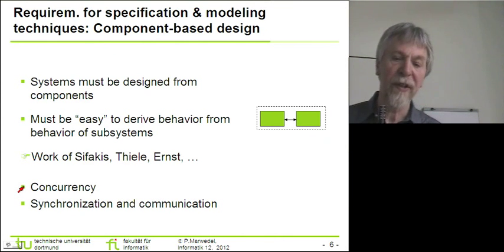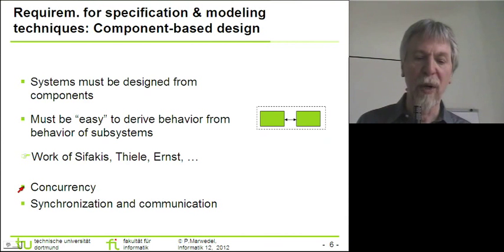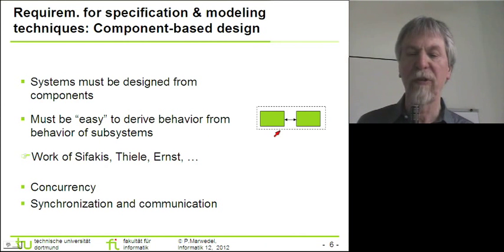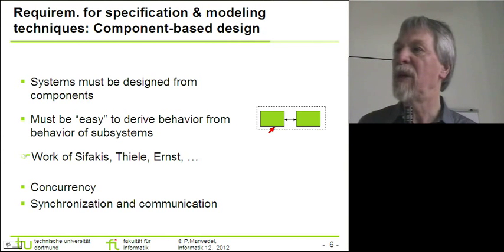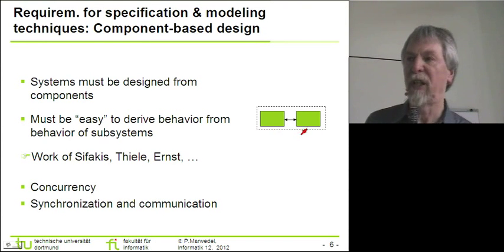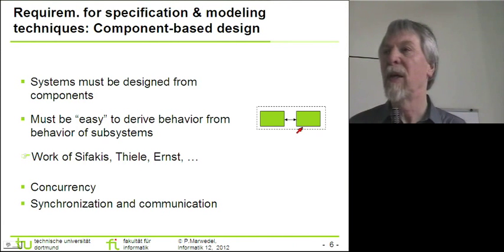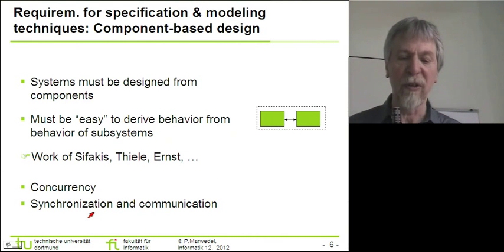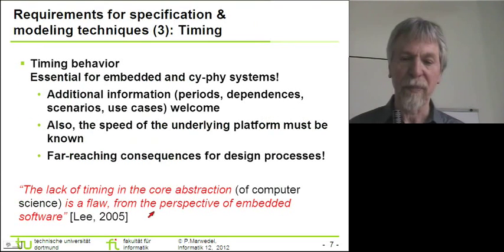Also, as a result of the introduction of components, we have to model concurrency, because these different components over here are operating at the same time. Certain operations are going on in an overlapping fashion, so we have concurrency there, and we have to model this concurrency. But these operations are not completely independent. From time to time, these operations have to be synchronized, and we have to communicate between these different components here.